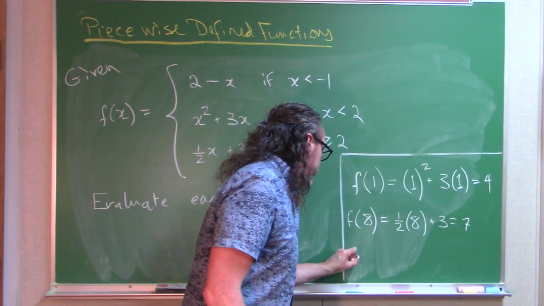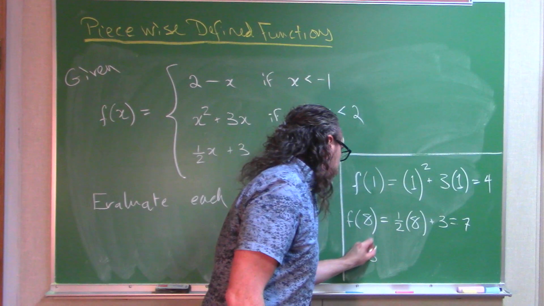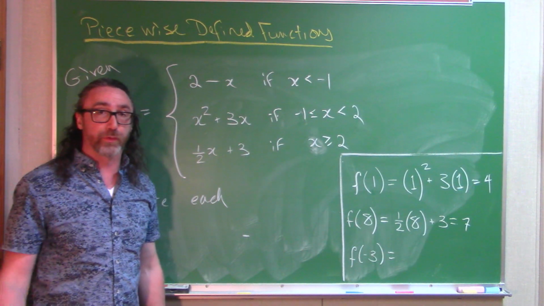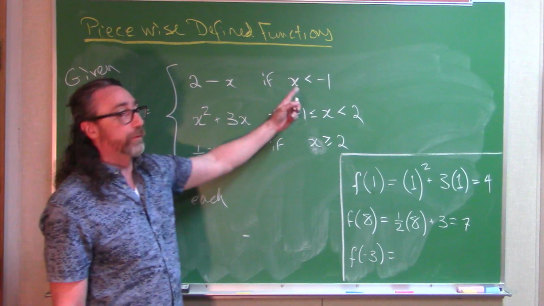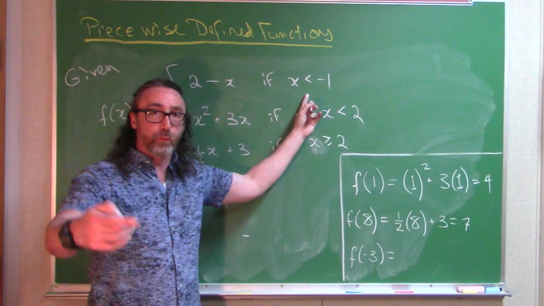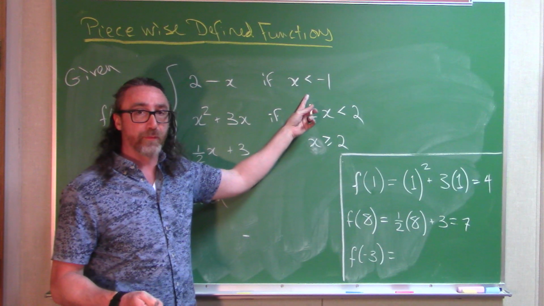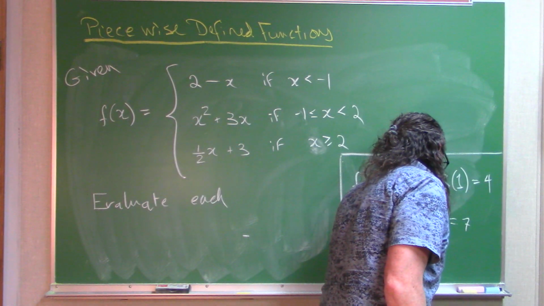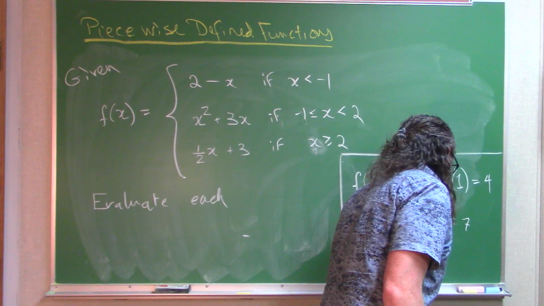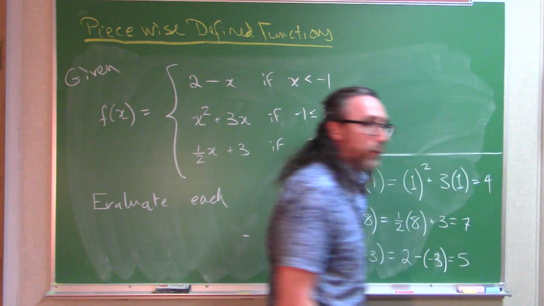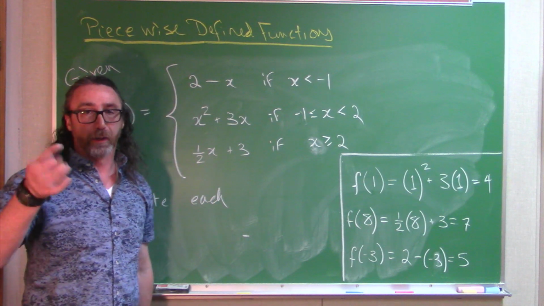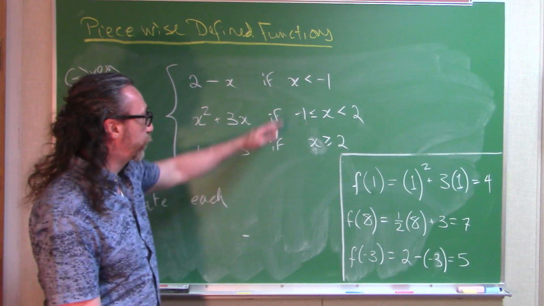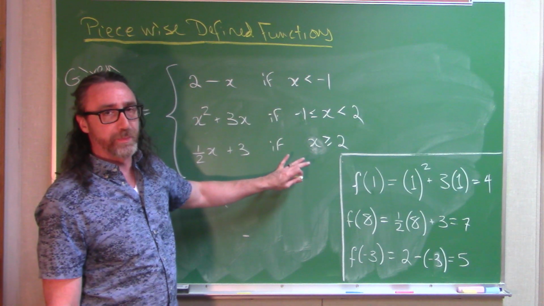Okay? And if I did one more, let's say f of -3, all right, well, I've got to look at which condition my input meets. And we can see right away, -3 is less than -1. We meet the condition on the first line, so we apply that rule, which says to find your output, you do 2 minus your input. 2 minus -3 gives us 5. Okay, so piecewise defined function, pretty easy to understand once you know what all this business means.